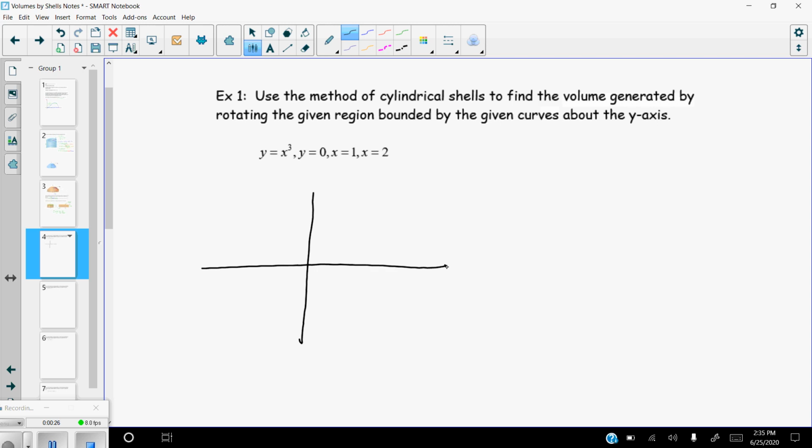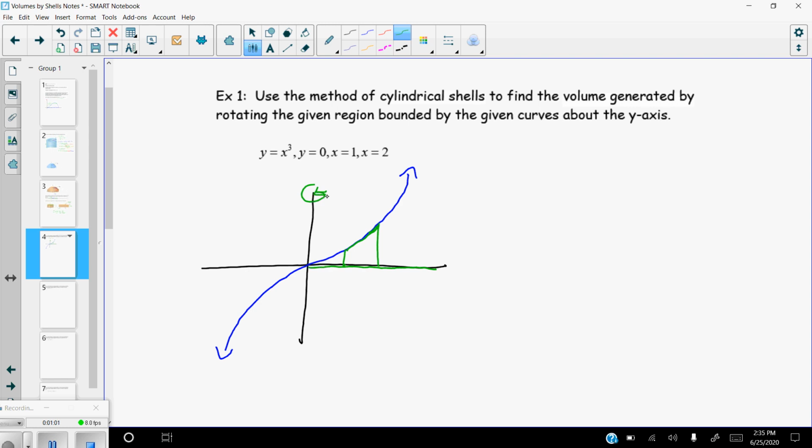All right, so we've got y equals x cubed, which looks something like this. Let's see, we are bounded by y equals 0, which is the x-axis. We are bounded by x equals 1, and x equals 2. So it looks like this is our region right here, and we're going to revolve that around the y-axis.